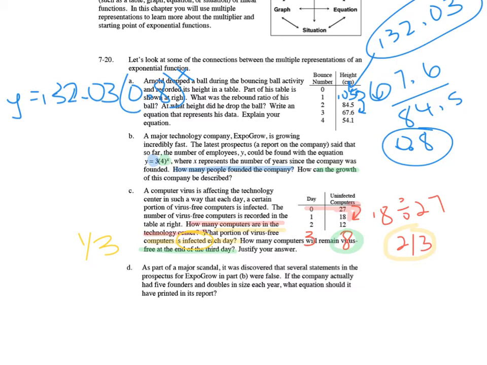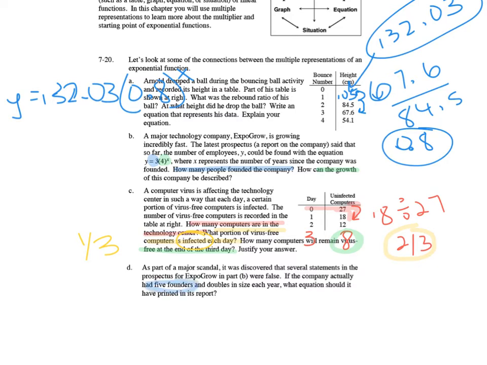Part D. A part of a major scandal was it was discovered that several statements in the prospectus for Expo in Part B were false. If the company actually had 5 founders and doubles in size each year, what equation should have printed in the report?